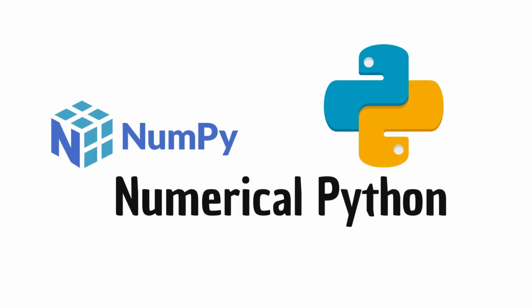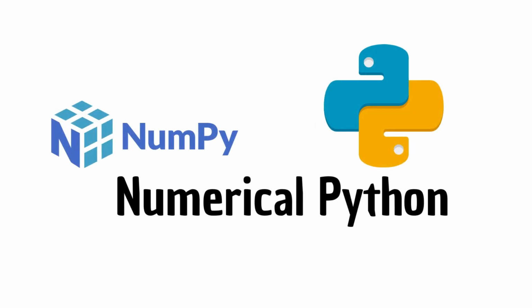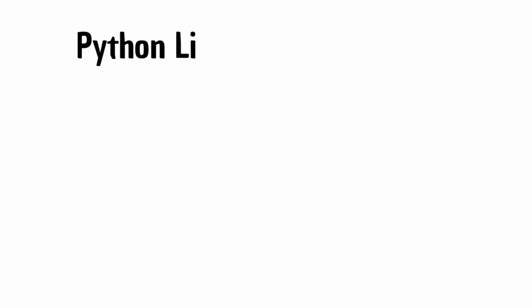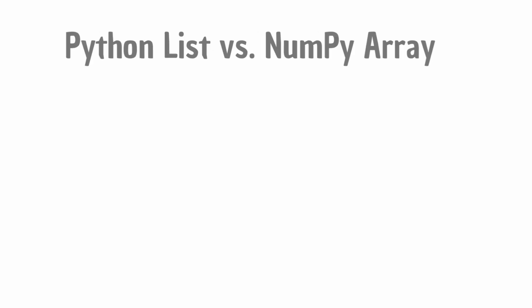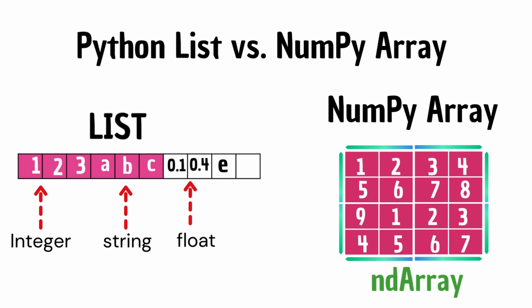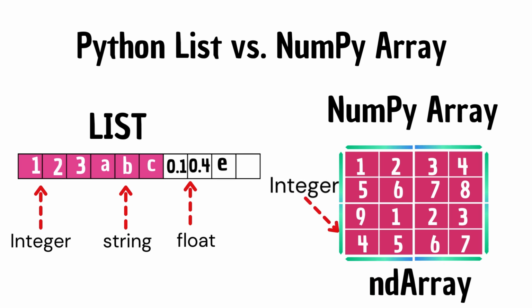NumPy, short for numerical Python, is a powerful library that provides support for large multidimensional arrays and matrices, along with a collection of mathematical functions to operate on these arrays. Python list versus NumPy array. Python lists are dynamic data structures that store items of any data type. In NumPy, the array object is called nd_array. All elements must be of the same data type. It cannot mix integers and strings in the same array.